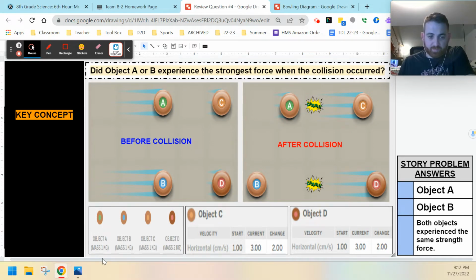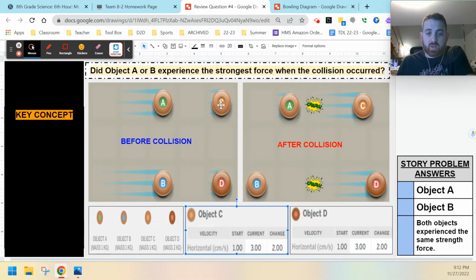If you look underneath the collision diagrams, you'll see we have some information about their mass. Objects A and B both have the same mass. Object C has a mass of 1 kilogram, so it also has the same mass as A and B. And then object D has a mass of 2 kilograms. So A is colliding with an object that is the same mass as it, and B is colliding with an object that is larger than it.